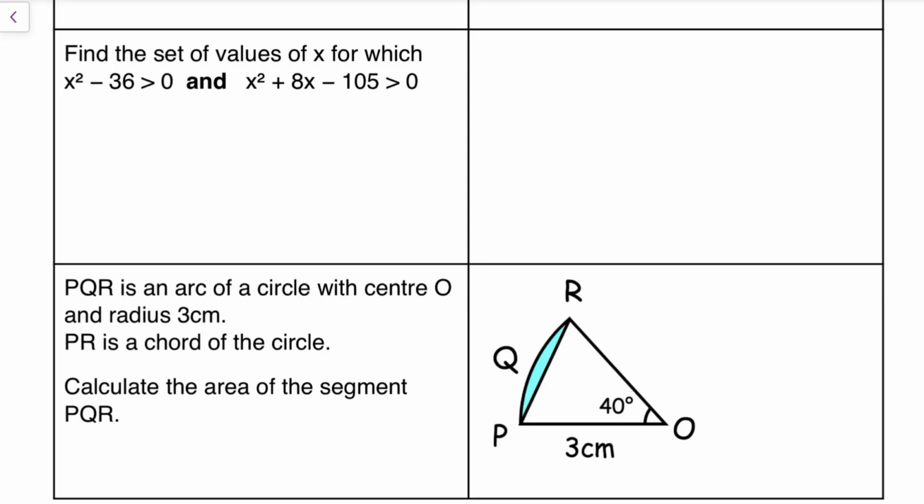Next question. Okay, so it's asking me to find the set of values, and interesting, it says the word set here, doesn't it? So I'm going to use set notation. The set of values of x for which this is true and this is true. So let's do them separately and let's bring them together.